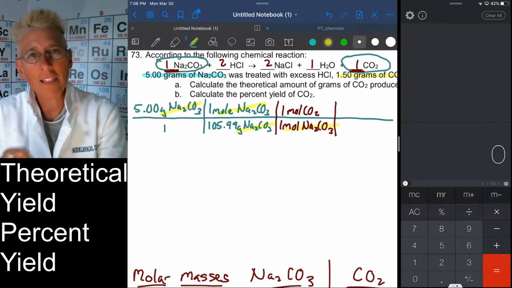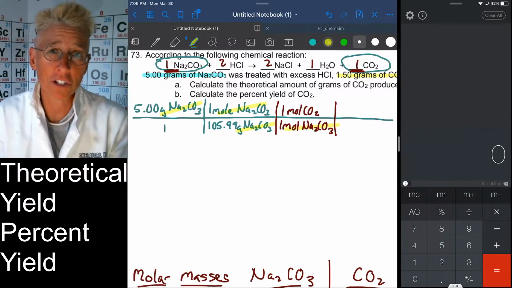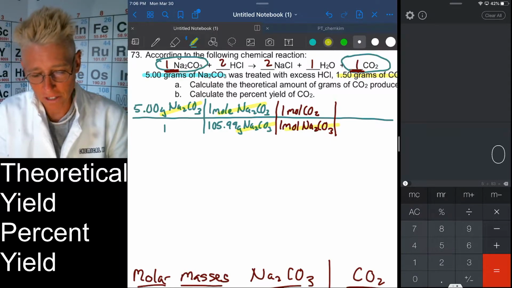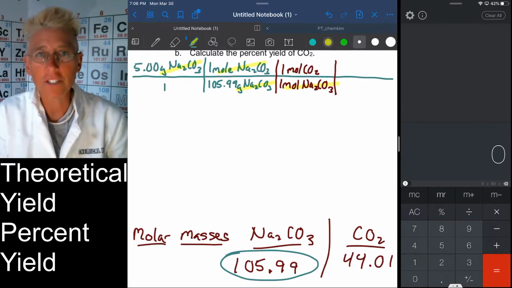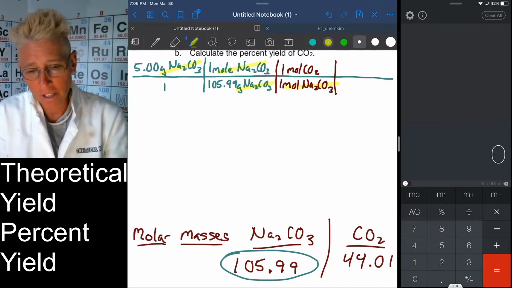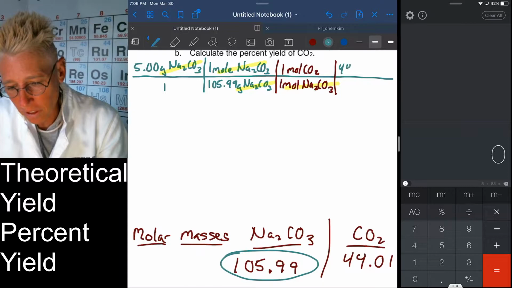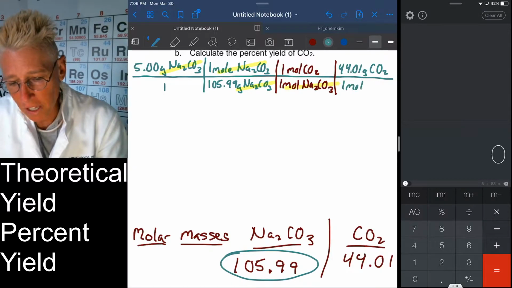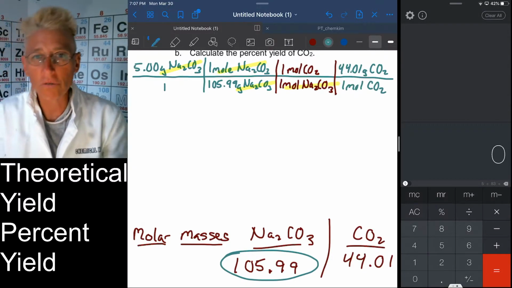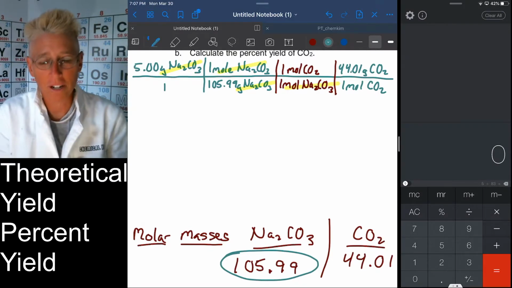Okay, so then my last step is to use the molar mass of CO2 because that's the theoretical yield I'm trying to determine by calculation. The molar mass of CO2 is determined by adding up the atomic masses from the periodic table, and I determined that to be 44.01, and that is grams CO2. And again, because it's molar mass, I'm going to put it as 1 mole CO2. So right there is the entire calculation that I'm going to do to determine the theoretical yield.